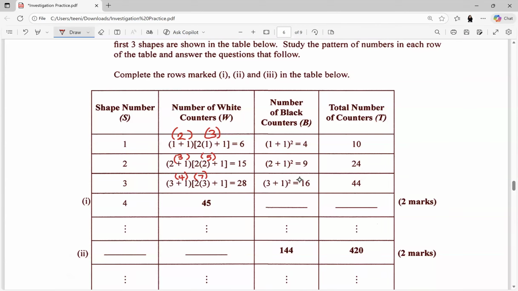So for 45, you would have expected the shape number 4 plus 1 times the shape number again, 4, plus 1. Not 2, not 4 here, sorry. Not the shape number. There should have been 2. Sorry, I made a mistake. It's 2 times the shape number.